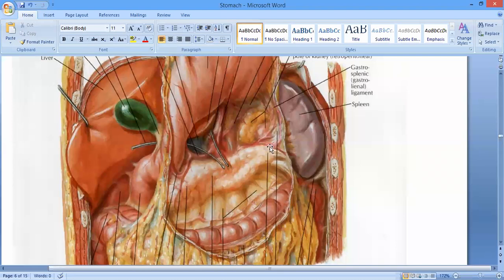Pancreas ke upar aapko you see this tortuous artery running over here, this is the splenic artery, right? And then we have got this transverse colon and the transverse mesocolon, right? So the structures which are forming the stomach bed, it's a viva question, right?